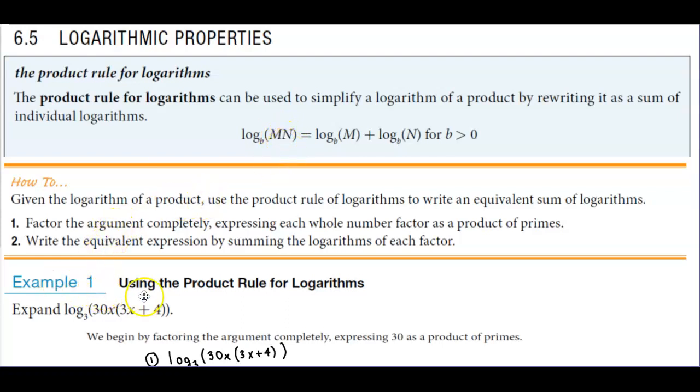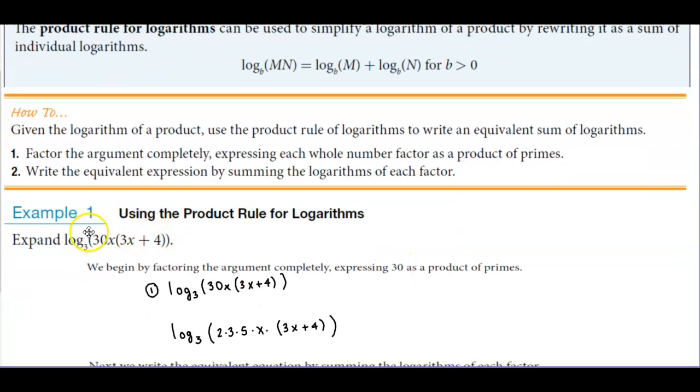Now in example 1, we want to be able to use the product rule for logarithms. So how do we go about that? Well, given the logarithm of a product, we're going to use the product rule of logarithms to write an equivalent sum of logarithms. Number 1, you first factor the argument completely, expressing each whole number factor as a product of primes. Number 2, then write the equivalent expression by summing the logarithms of each factor.